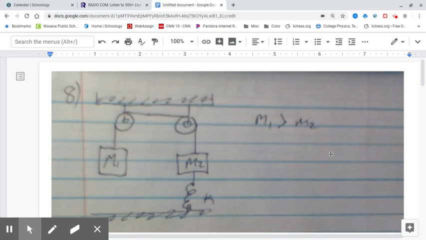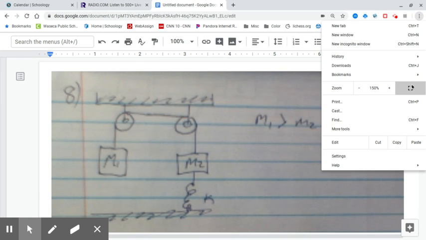Good morning. I've been asked to help with number 8 from assignment 5.4. What we have here is something that we can think of as an Atwood machine.